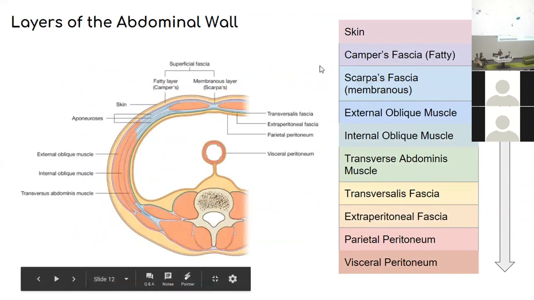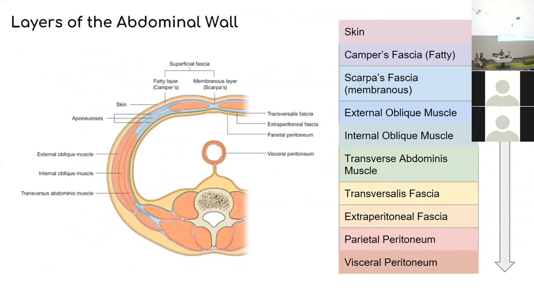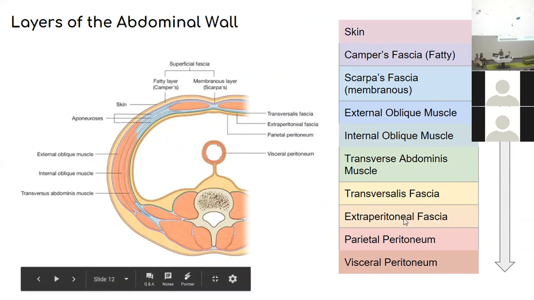Layers of the abdominal wall, moving from the skin inwards: skin, Camper's fascia, Scarpa's fascia. Remember that you camp outdoors, so Camper's is the more external layer. Then the external oblique muscle, internal oblique muscle, transverse abdominis. Then you get some more fascia: the transversalis fascia, extraperitoneal fascia, parietal peritoneum and visceral peritoneum. It's really good to have in your mind where all those layers are, as well as what happens with the aponeurosis fibres.